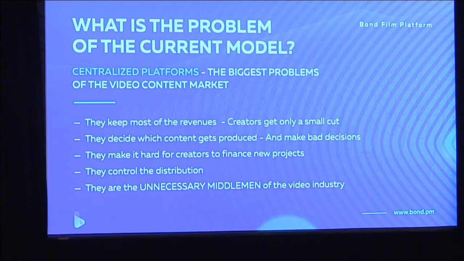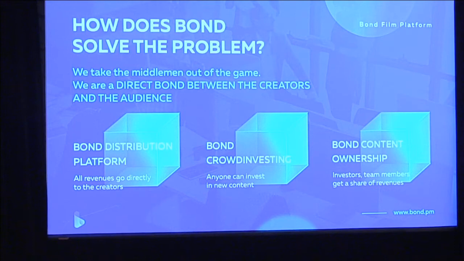Platforms like Amazon and Netflix also decide which content is going to be produced next because they invest in it, right? But that's not the only way the media industry can function. And I will tell you how Bond will change the rules of this game. So our economy is based on three basic principles. The first one is fair and decentralized revenue distribution. Bond has a unique token economy with revenue distribution based on subscription payments. Two, financing new content through crowd investing. And three, storing content ownership on the blockchain.